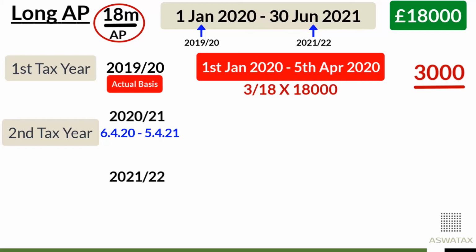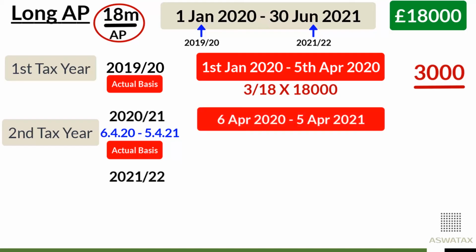So what do we do then? In that scenario, you go back to the actual basis, okay? What does the actual basis do? You tax anything up until 5th of April at the end of the tax year. So 5th of April 2021. And we've taxed up until 5th of April 2020. So we simply do 6th of April 2020 to 5th of April 2021.